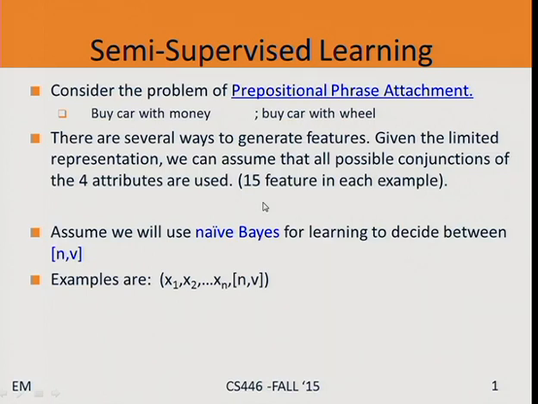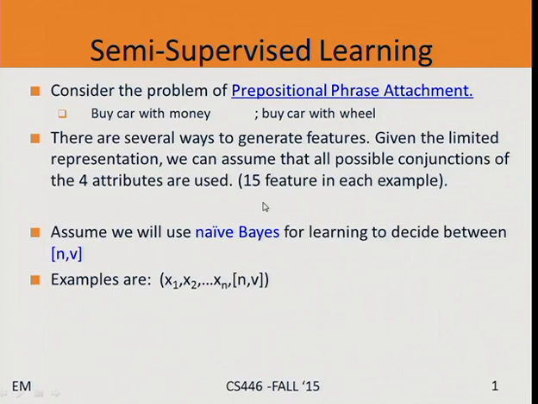So let's think about the following problem as a running example for us. It's called prepositional phrase attachment. You look at these two sentences, or parts of sentences: buy car with money, buy car with wheels, or with steering wheel. You can see that the "with" in these two sentences is not the same word. It has two different meanings. In one case, you mean buy with money. In another case, we mean car with wheels or steering wheels or whatever you want it to be. So we call this "with" attached to the noun, and this "with" attached to the verb. This attachment is something that allows you to understand what the sentence means.